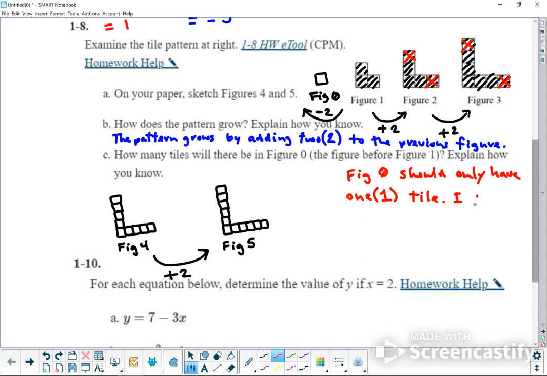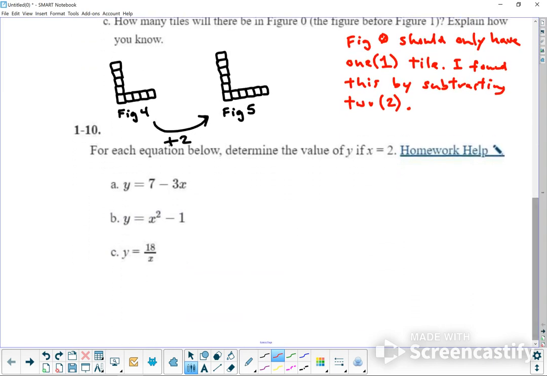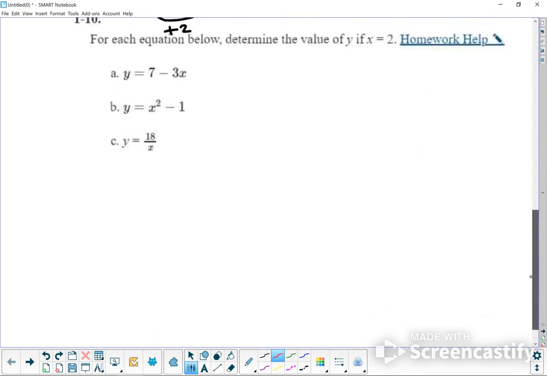If I found this by subtracting 2. Okay, that's 8. If you need to pause or rewatch it again, pause or rewatch it again. Okay, and the last one, number 10.